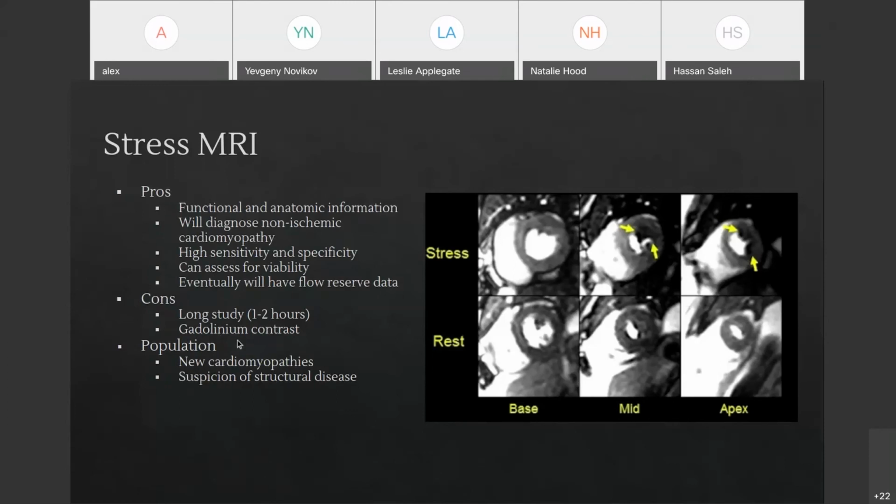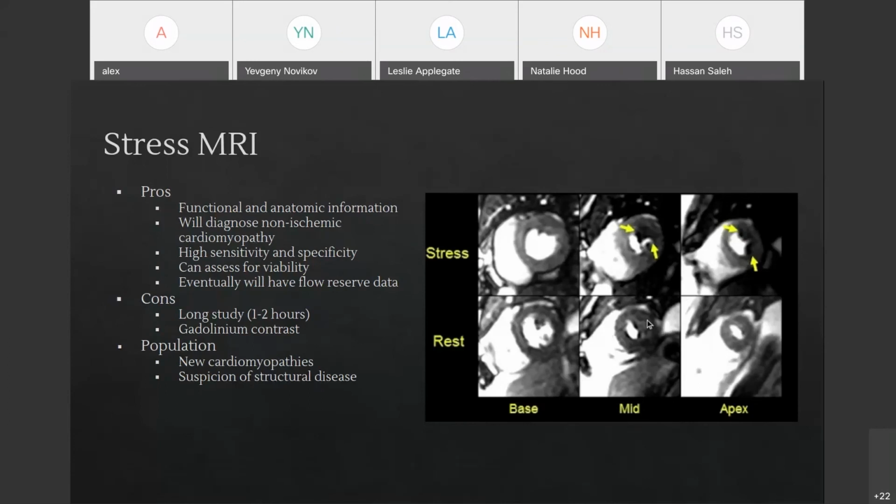The really good people to use this in, and we're seeing it a lot more, are new cardiomyopathies, like the unexplained low EF consult we get for somebody who comes in who isn't having ACS right now. Stress MRI will give you both active ischemia data and whether they are scarred down and in what pattern, and oftentimes can lead to a diagnosis with just one test instead of several. It's also great if you suspect structural disease because you get a ton of structural information from an MRI.